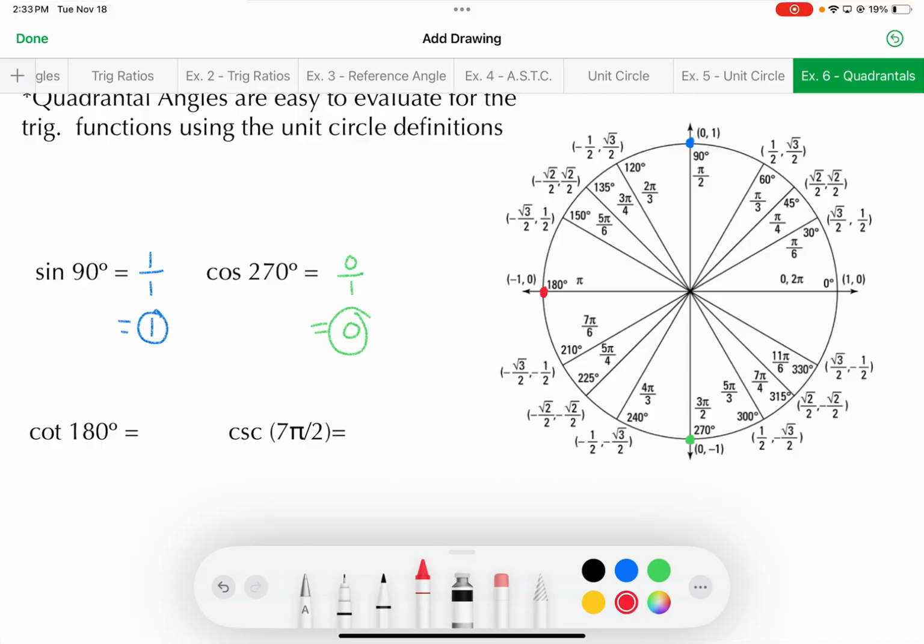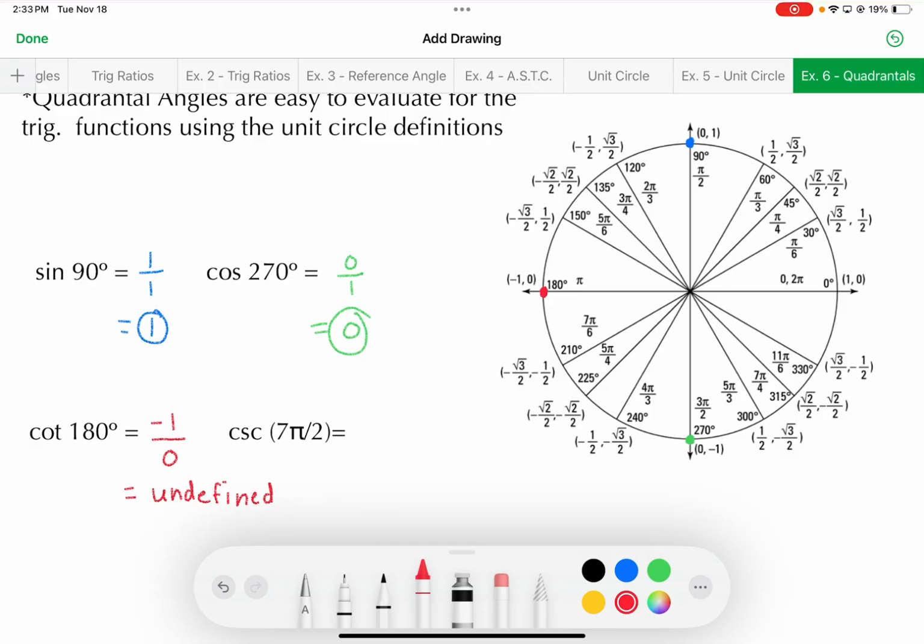Cotangent of 180 places me here at negative 1, 0. Cotangent is x over y, so this would be negative 1 divided by 0. What does that equal? Yeah, that's undefined. If we were looking at the graph of the cotangent function, what would we see at 180 degrees? An asymptote, wouldn't we?